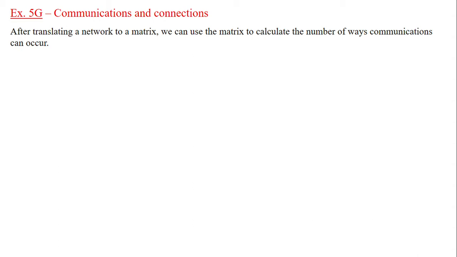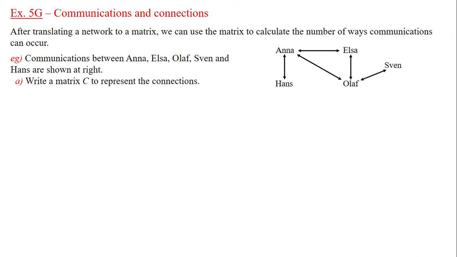So we'll jump straight in with an example. Communications between Anna, Elsa, Olaf, Sven, and Hans are shown at right here in this network. We're going to write a matrix C to represent the connections. So C equals. The first thing we're going to do, before I even put my matrix in and try to figure out how big it's going to be, is put in the column headings.